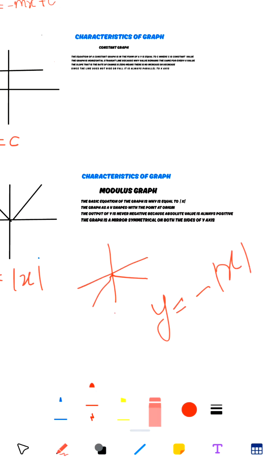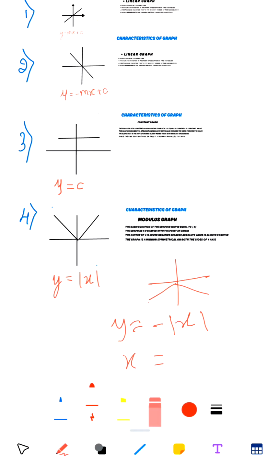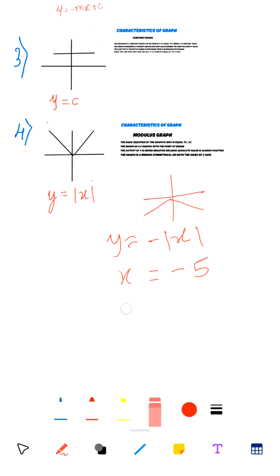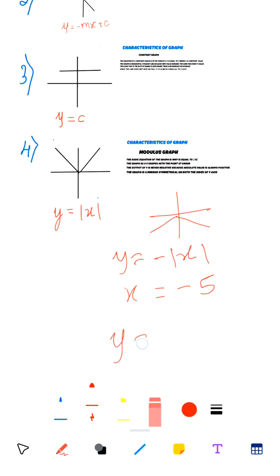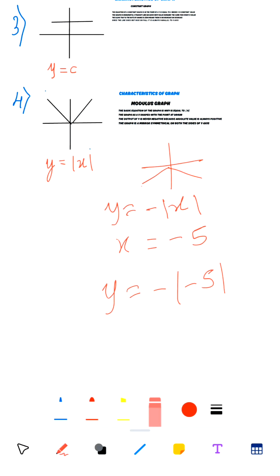Whenever, see, if I consider the x value as minus 5, then y will be equal to minus of mod of minus 5. Always remember, mod of any negative value will be equal to a positive value. Therefore y is equal to minus, and mod of minus 5 is plus 5. So ultimately we will get minus 5.